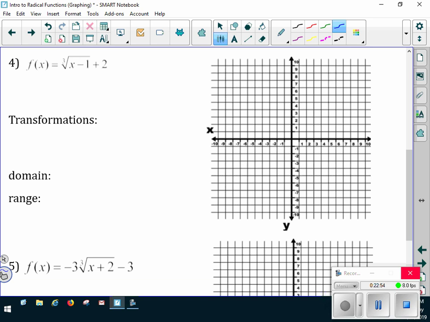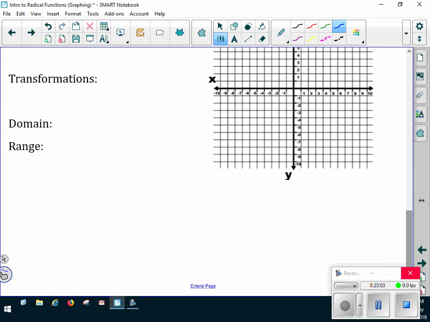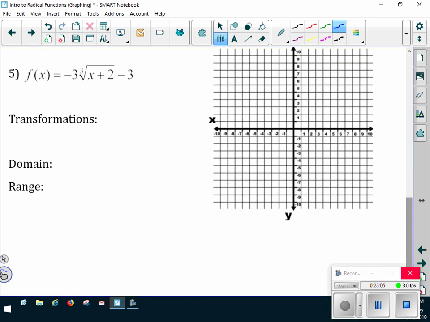And right 1 up 2. What about number 5? You think we'll do number 5? Yeah, let's do that one. So that'll be our last one to do, okay? So can you read it? Negative 3 times the cube root of x plus 2 minus 3.